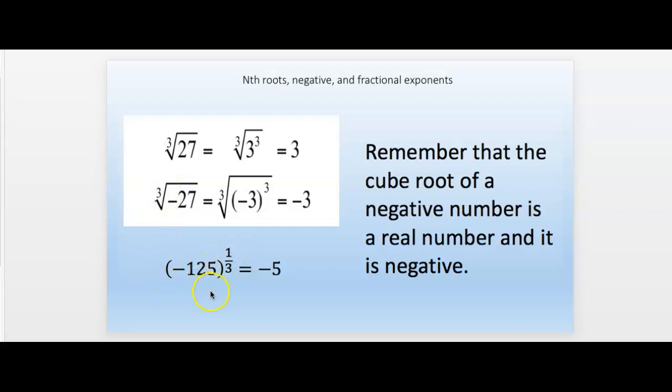All right, I got another example here. The cube root of negative 125 actually equals negative 5. It's okay. All right, you can take the cube root of a negative number.